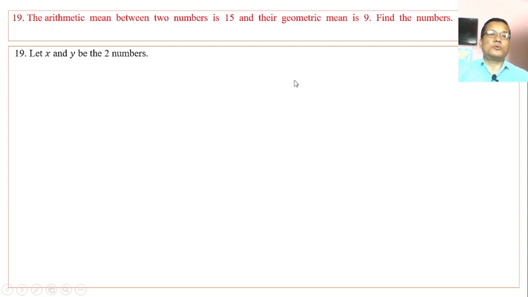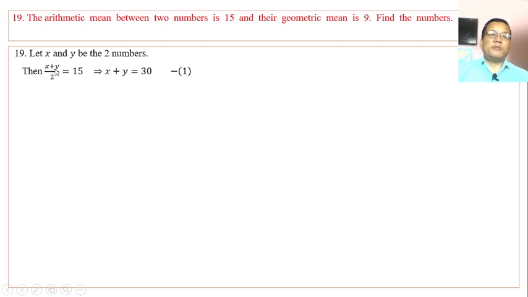Question number 19. The arithmetic mean between two numbers is 15 and their geometric mean is 9. Find the numbers. Let x and y be the two numbers.